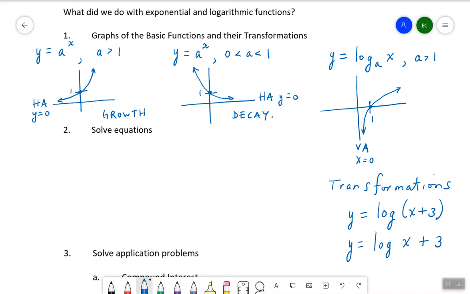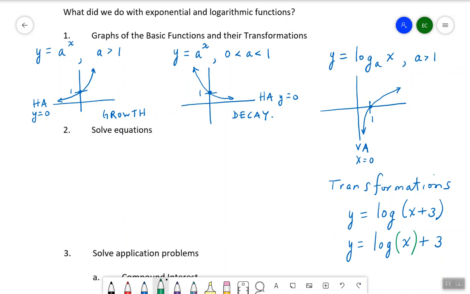And the convention is to understand when we have this that we're only taking the log of x. So the plus 3 is outside of the basic function. The logarithm happens first and then the plus 3 afterward. So this would be a shift up 3. So the second one is shift up 3. The first one is a shift left 3.